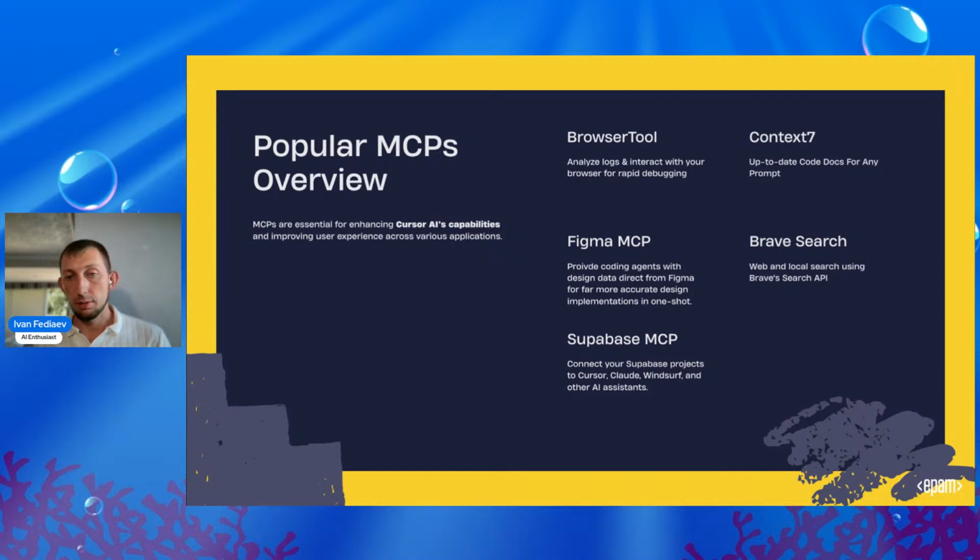Brave Search is for web searching, and it helps us organize web and local search using Brave's search API, but we use it in human language. And Supabase is another great MCP example, which can help us work with our database without any knowledge about tables, schemas, etc. You can just write a real-time query in human language and get a great result.